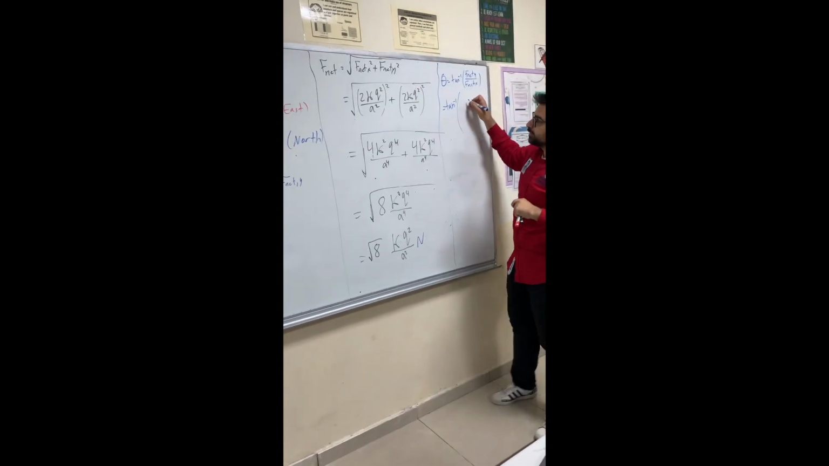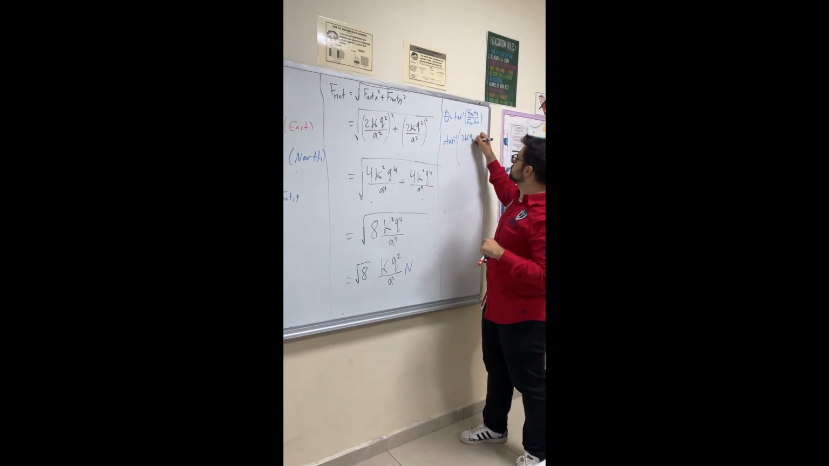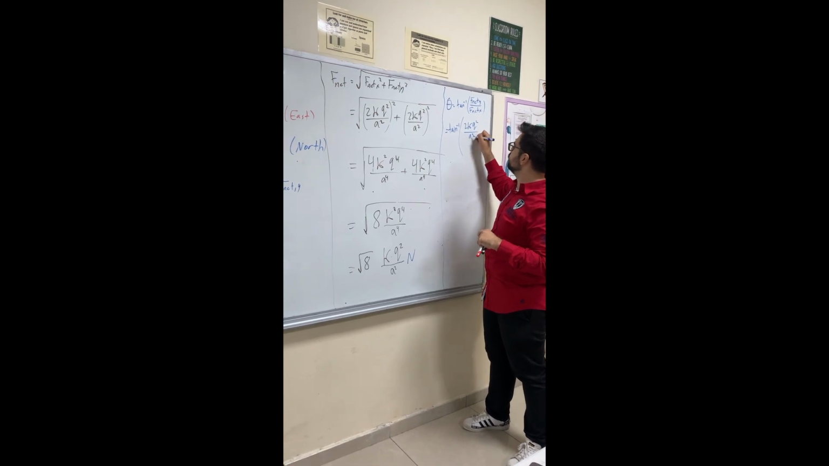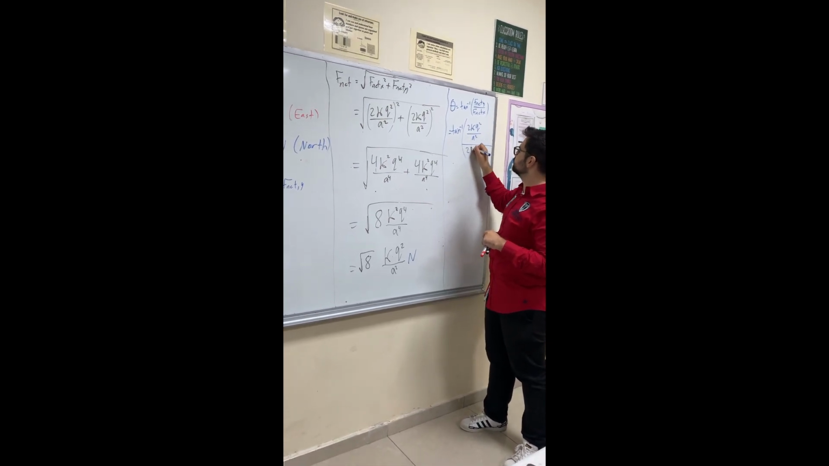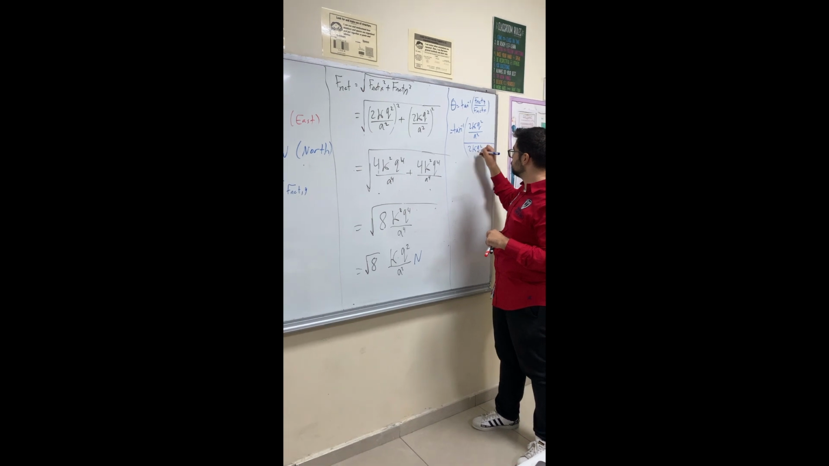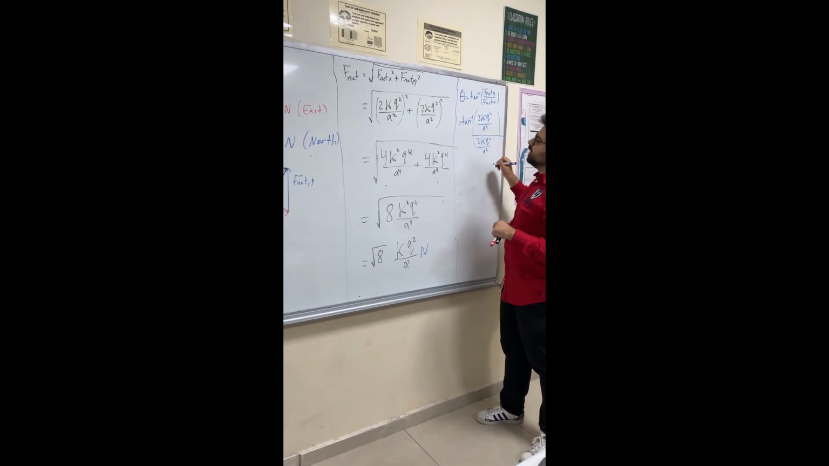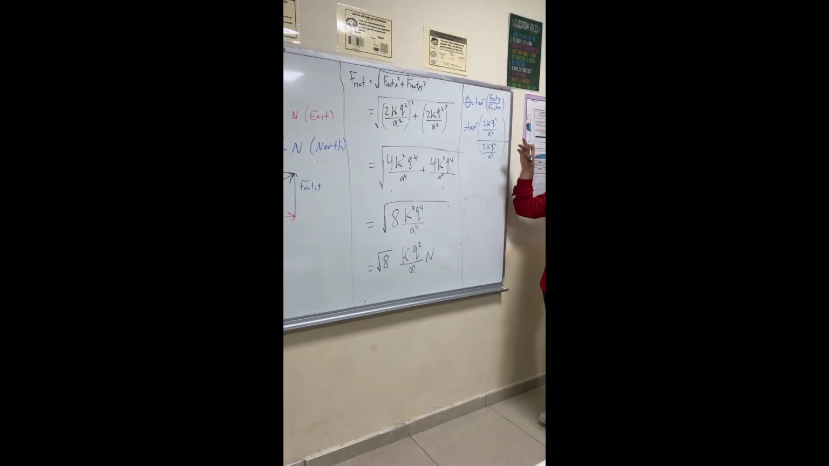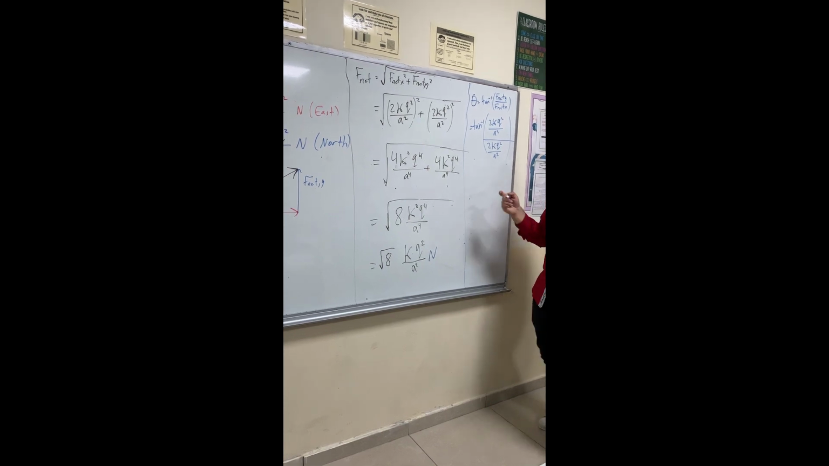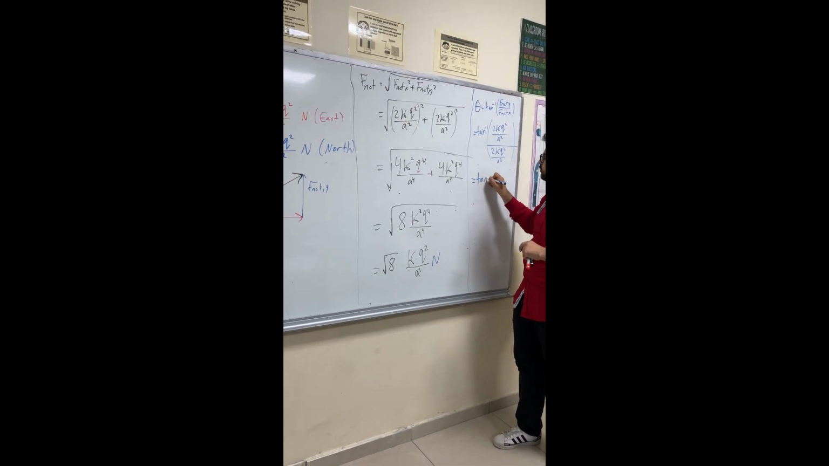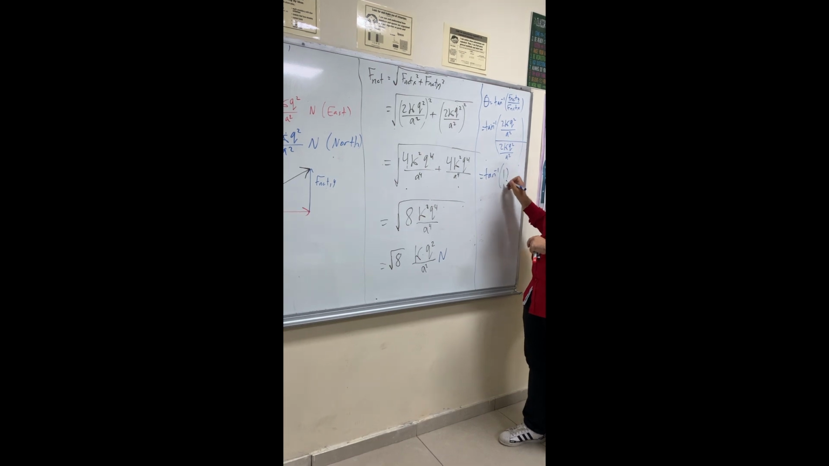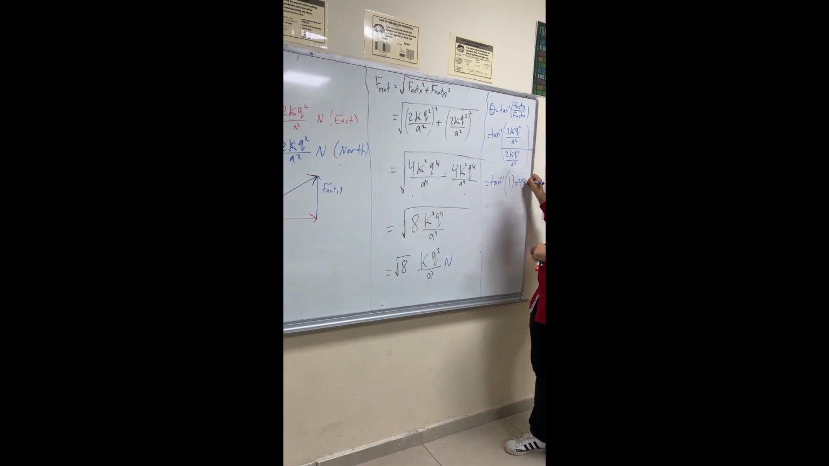Now, 2k q squared over a squared, all of it divided by itself, 2k q squared over a squared. It's going to become 1, as if you are dividing something by itself. X over x is 1. So it's equal to tan inverse 1, which is 45 degrees.